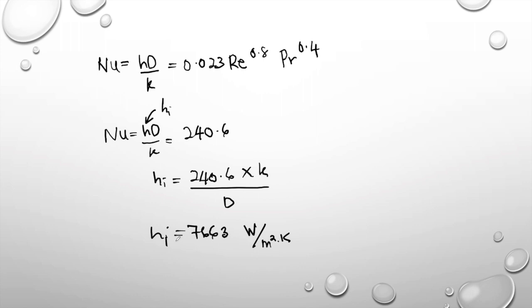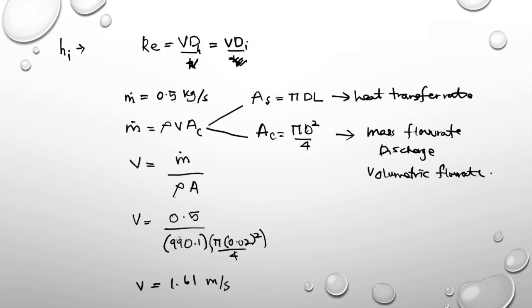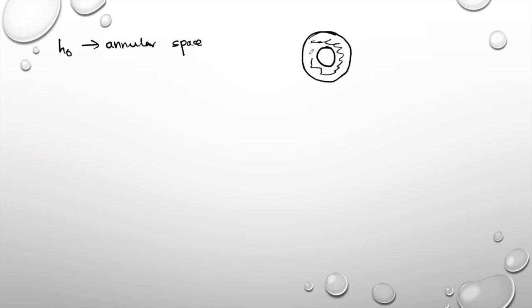Okay, now we move to the second h. We already determined h_i. Now the second h is h_out. h_out is for the annular space, where you have a tube, and then we have another tube around it. So this space is the annular space. Now we have to calculate the Reynolds number. So Reynolds number is V d_hydraulic over kinematic viscosity.